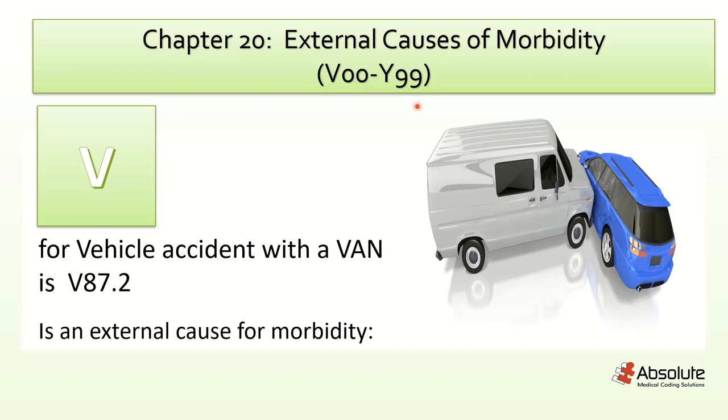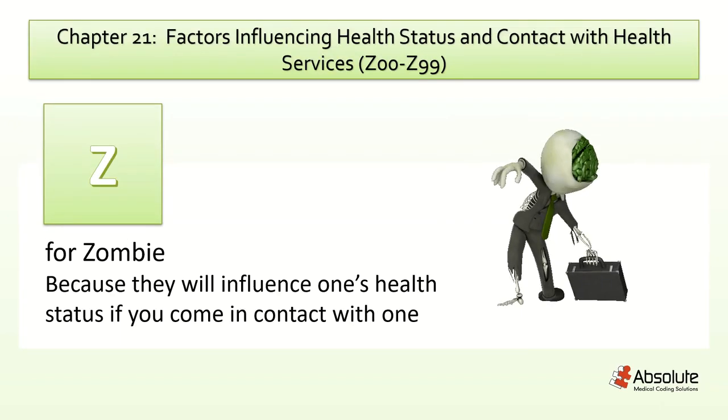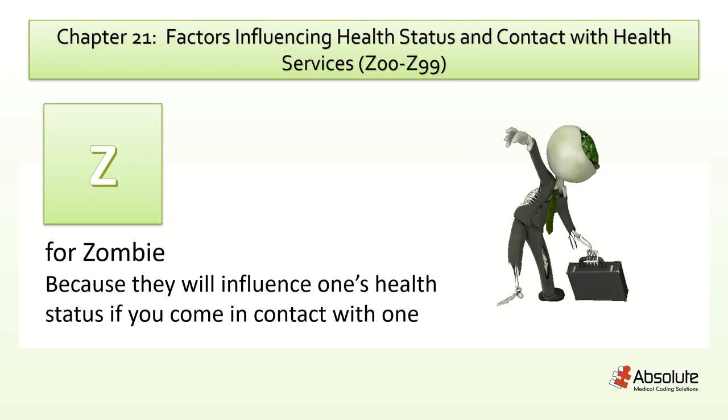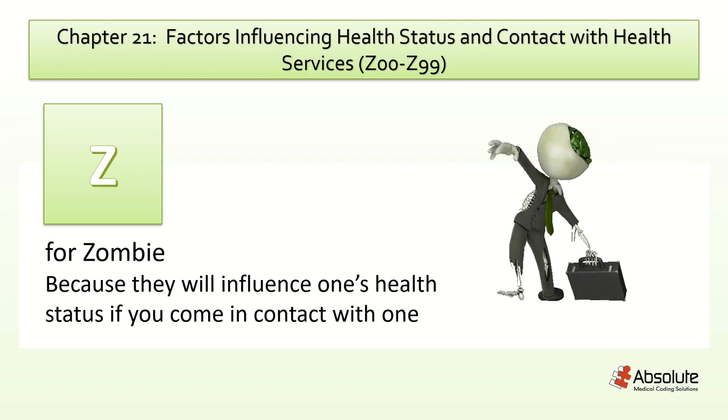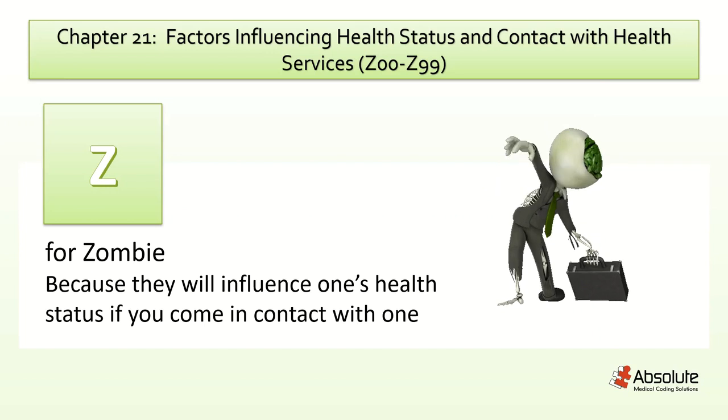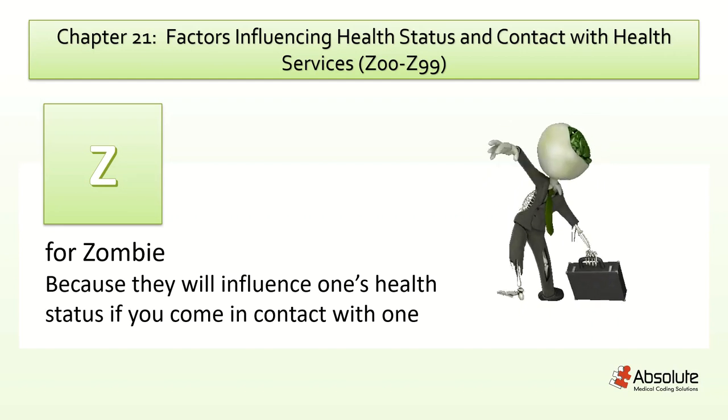Next up, Chapter 21. Chapter 21. Factors influencing health status and contact with health services. Code series Z00 through Z99. Category 21, of course, begins with the letter Z. These are not necessarily diagnoses. These are conditions or circumstances that influence your health status.